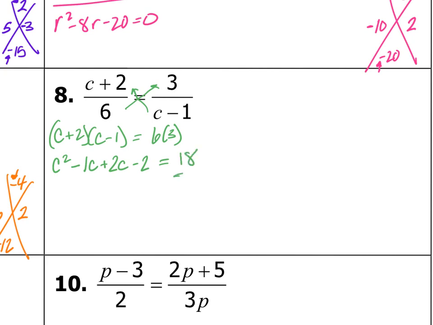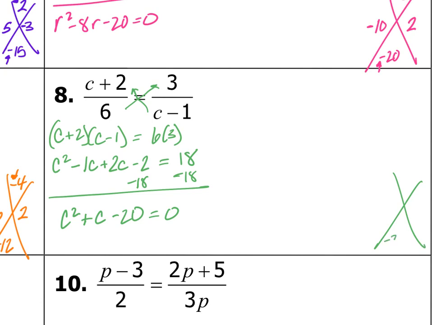I'm going to subtract 18 from both sides, and I get c squared plus c minus 20 equals 0. So give me two numbers that multiply to be -20 and add to be 1. I'm pretty sure that's going to be 4 and 5. So this one's negative, this one's positive. So the bigger number is positive, which means the 4 is negative.